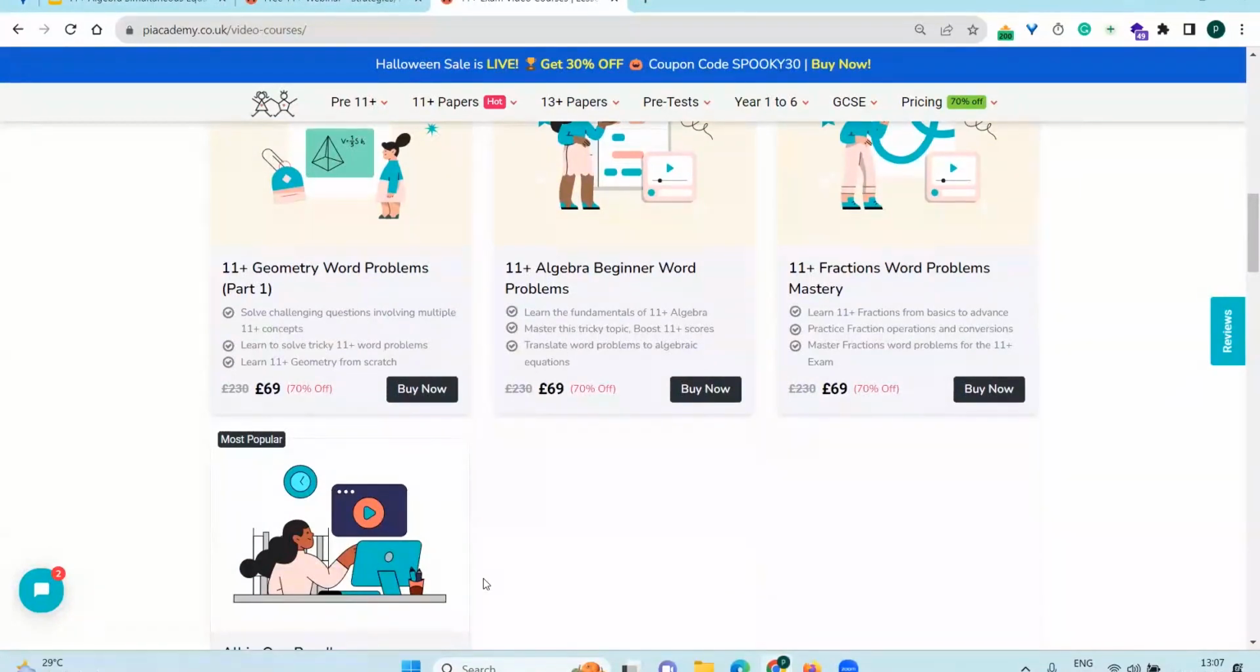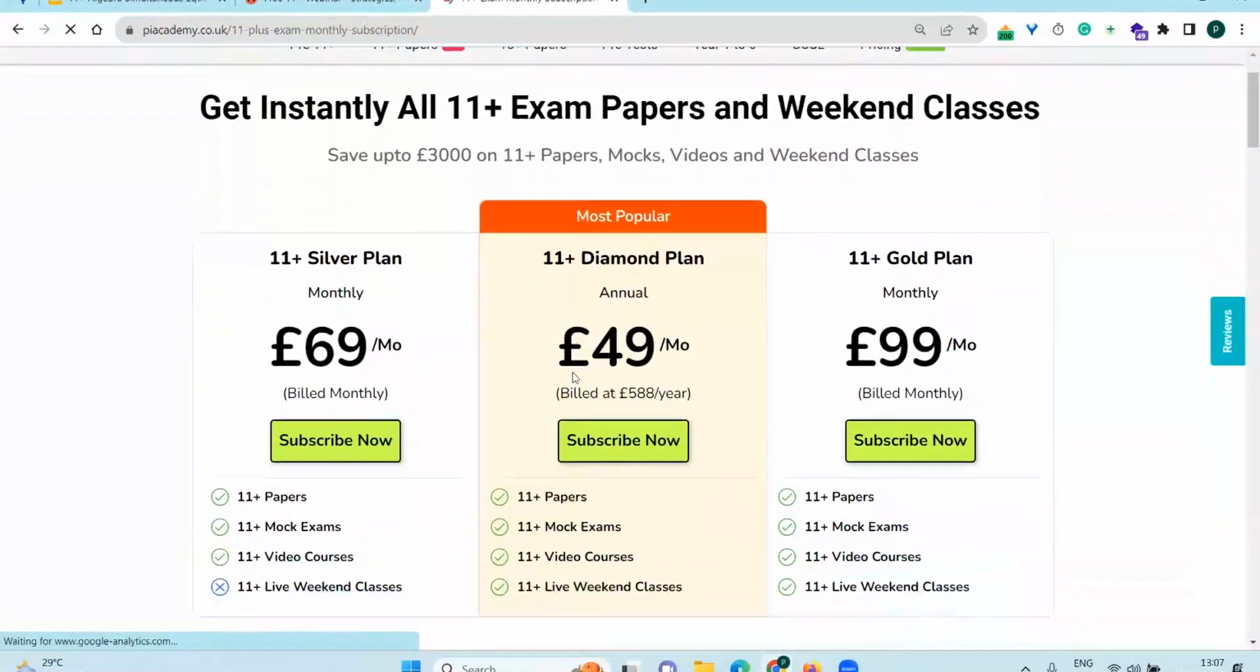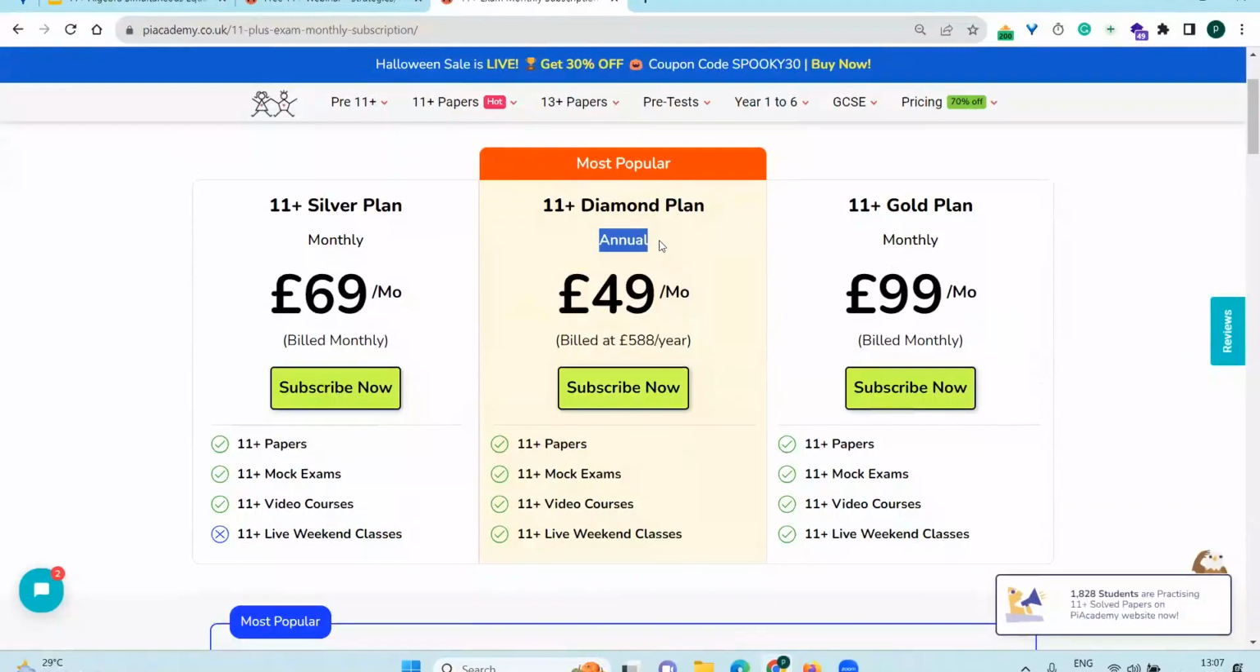So we seem to be having a couple of questions here. Philip is asking, what's the difference between diamond and gold? So the basic difference between diamond and gold is how it is billed. The diamond plan is billed on an annual basis. So you would be securing your access for the next 12 months, and it would come down to around 49 pounds per month before the coupon code. After the coupon code, it comes down to around 35 pounds per month.